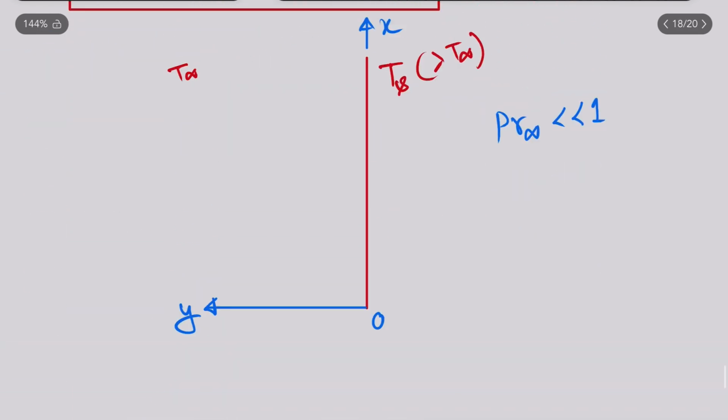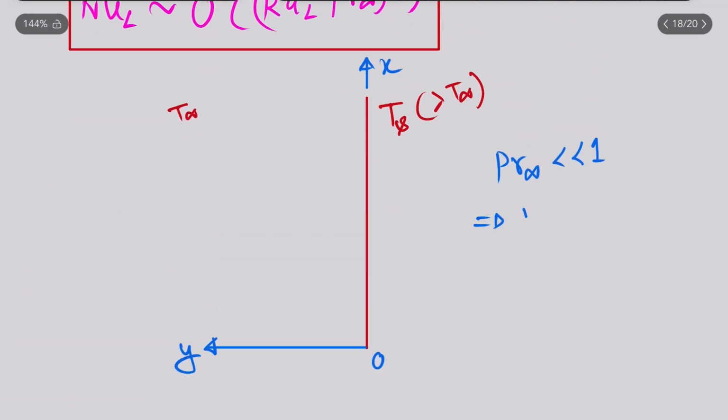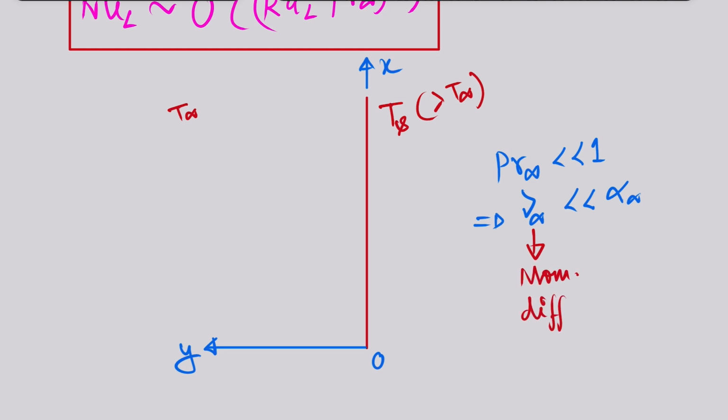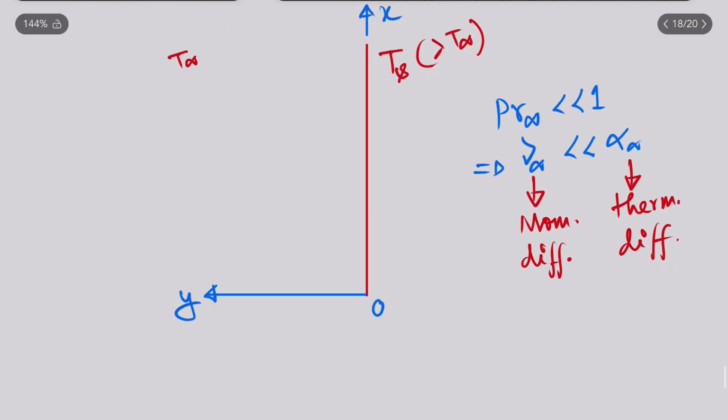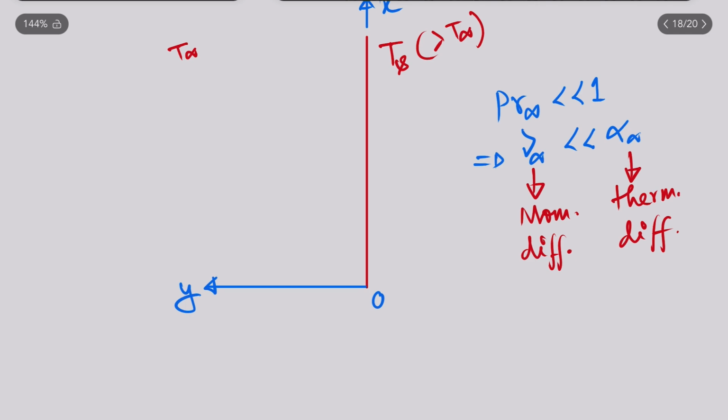So if my Prandtl number is much less than 1, that means my nu infinity is much less than alpha infinity. Now again the same argument, if you have already followed the last lecture, you can easily understand. This is my momentum diffusivity and this is my thermal diffusivity. I am explaining again because this is a very important concept. Momentum diffusivity is a messenger who will tell you that my surrounding fluid molecule has encountered a change in momentum.